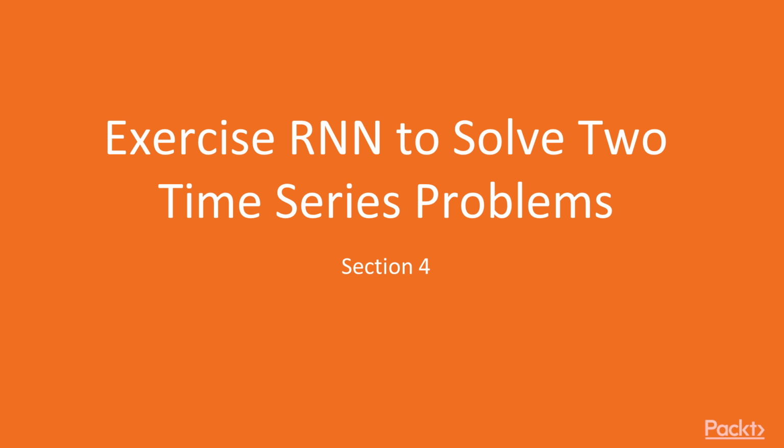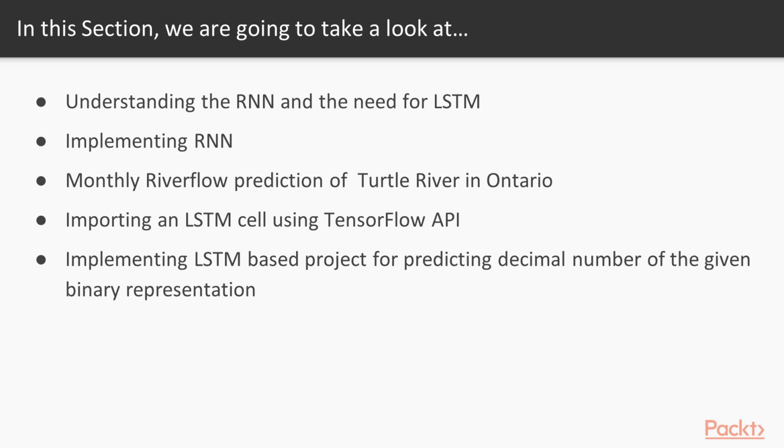Now we move on to section 4, which is exercising RNN to solve two time series problems. First of all, we understand the recurrent neural network and the need for LSTM. Then, next, we move on to understanding the implementation part of RNN. Then, we apply our understanding onto a project which involves predicting the monthly river flow of Turtle River in Ontario.